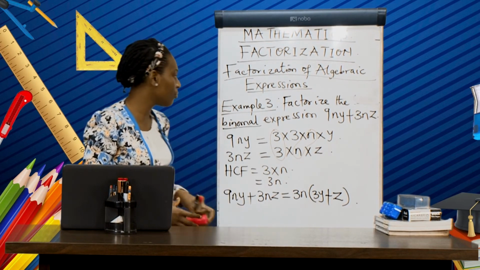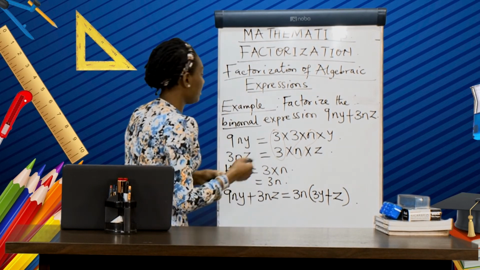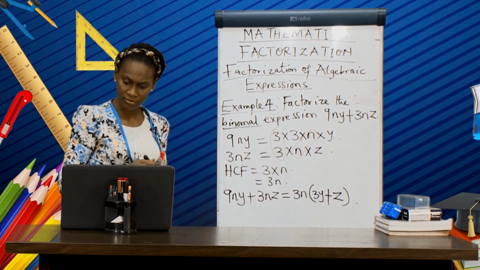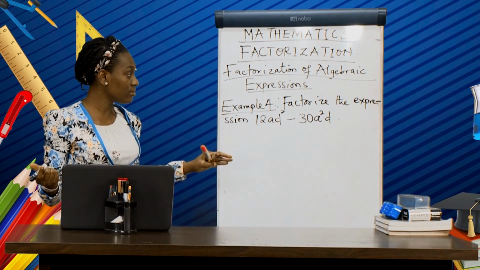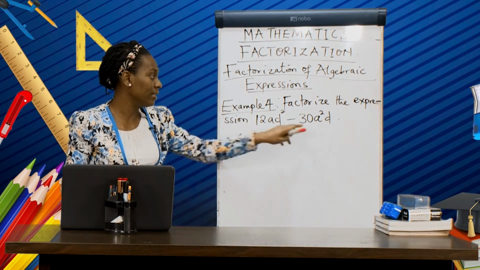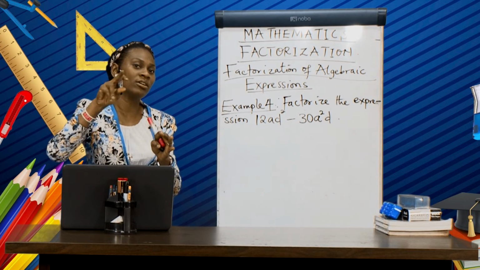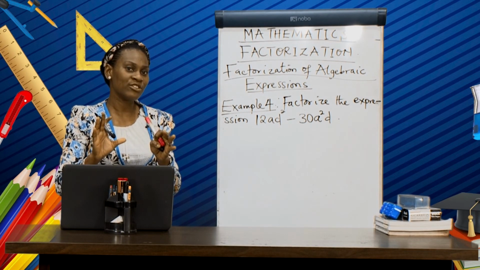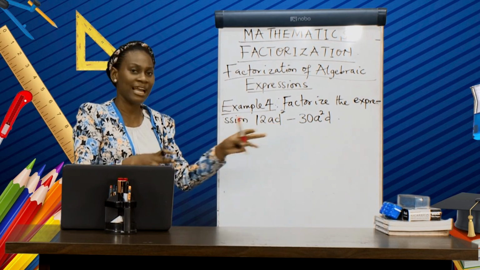Let's look at example 4. Let's consider example 4. Factorize the expression 12ad squared minus 30a squared d. Simple and straightforward too. The first thing is you pick each of the algebraic terms, you break them down, after which you look for the highest common factor. When you've gotten the highest common factor, you bring it out, then you write the remainder in the bracket with the sign in between them.